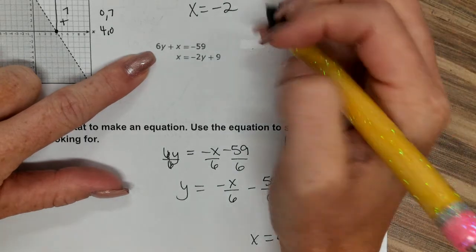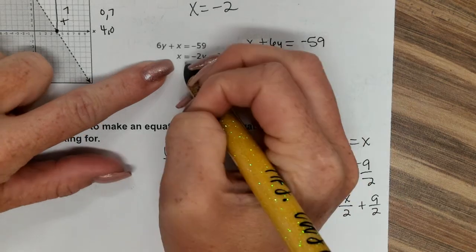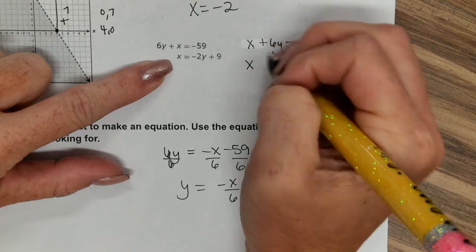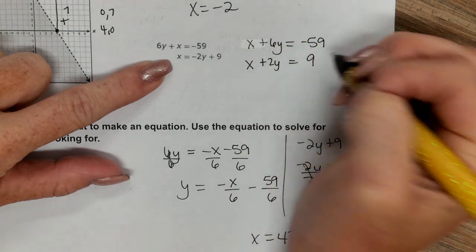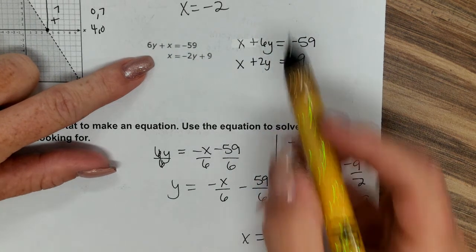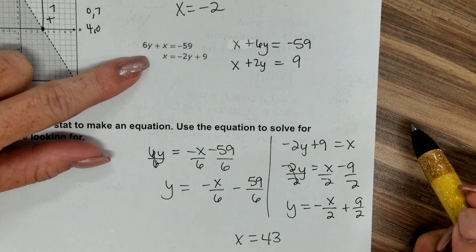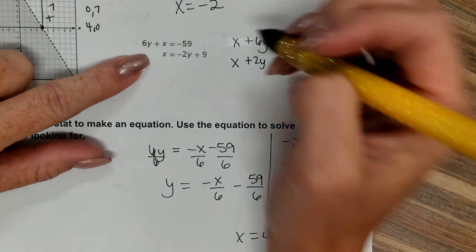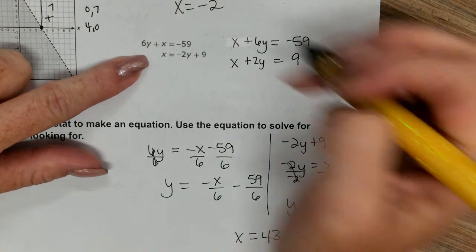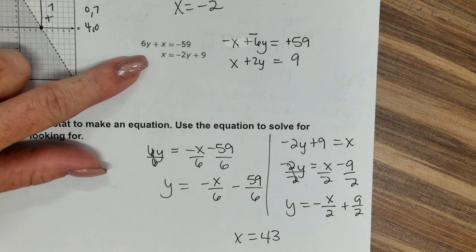All right, so I have x plus 6y equals negative 59. Here I have x. How would I get this 2y over here? Plus 2y equals 9. To do elimination, you have to make one of these opposite of each other. The top one by negative. Okay, so he said multiply the top one by negative. So if I multiply this whole equation by negative, this is going to be negative, this is going to turn negative, and this is going to turn positive.